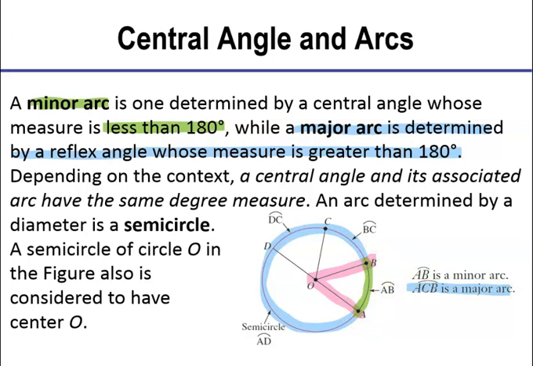An arc determined by diameter, remember a diameter goes through the center, is a semicircle. So if I change colors on you once again, let's go purple. So the diameter goes all the way across, and then this arc associated with the diameter is the semicircle AD, or arc AD. The semicircle of circle O in the figure also is considered to have center O. So when you talk about a semicircle, they have the same center as the circle would have.